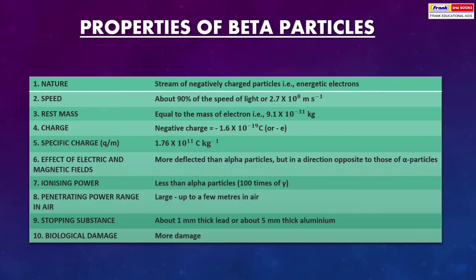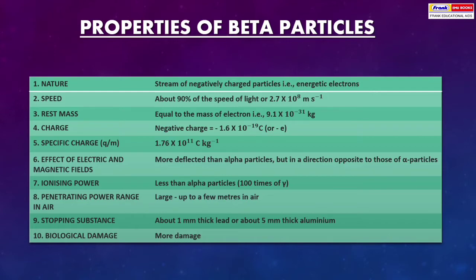Properties of beta particles. Nature: stream of negatively charged particles, that is, energetic electrons. Speed: about 90% of the speed of light or 2.7 × 10^8 m/s. Rest mass: equal to the mass of an electron, that is 9.1 × 10^-31 kg. Charge: negative charge, that is minus 1.6 × 10^-19 coulomb. Specific charge q/m is 1.76 × 10^11 C/kg.